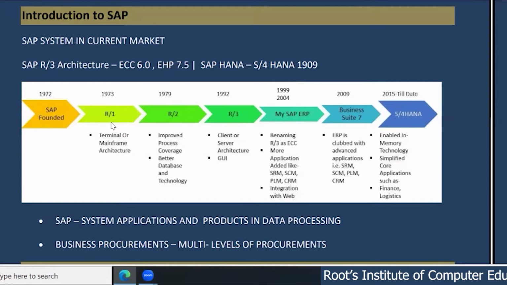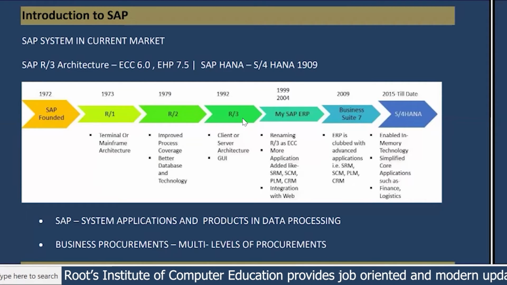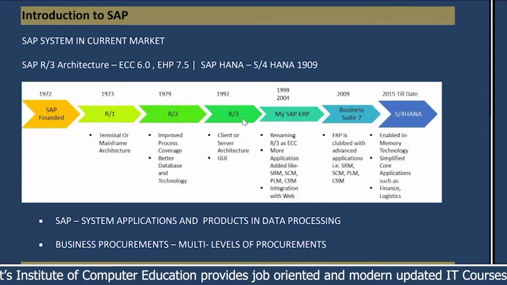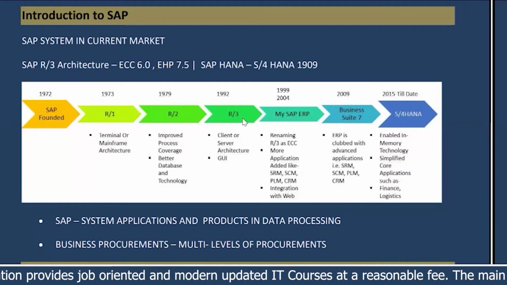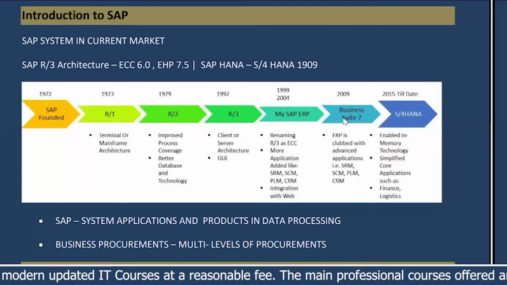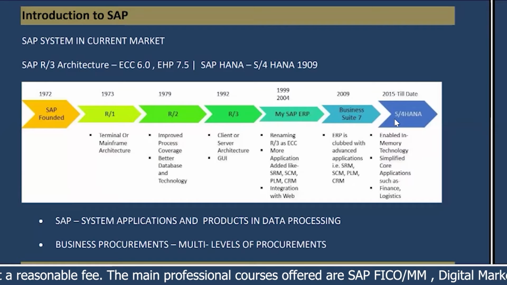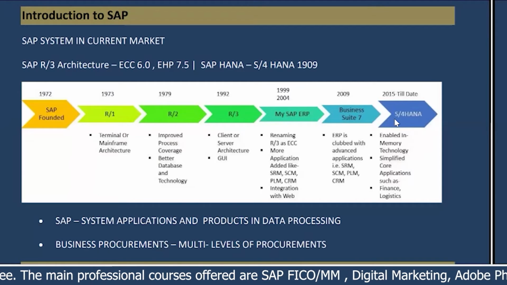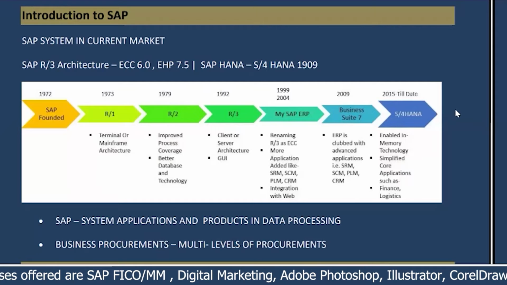There was a system called R1, R2, and R3. R3 is one of the most popular systems in the world. We still have many industries on R3, not migrated to the HANA domain. Okay. After that, we had mySAP ERP, Business Suite 7, then S/4HANA. So S/4HANA is what has started in the market now. That is the reason we need to have clarity on HANA also.